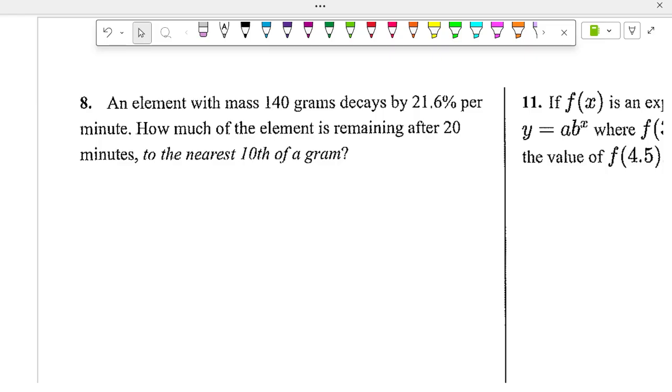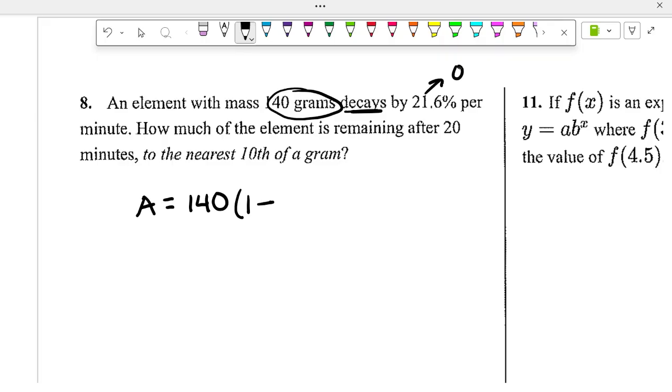All right, so how did I set up my equation? We have no A value. What's my P? Because that's how many grams we started with. Now, am I doing a growth or decay? It actually says the word decays. So 1 minus, what's 21.6%? Guys, please stop talking. What's 21.6% as a decimal? 0.216.